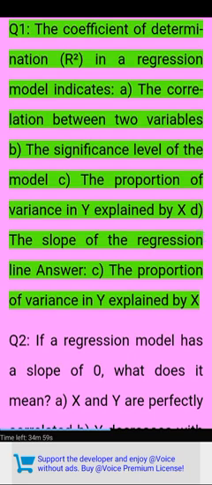Q1. The coefficient of determination, r squared, in a regression model indicates: A. The correlation between two variables. B. The significance level of a model. C. The proportion of variance in y explained by x. D. The slope of the regression line. Answer: C. The proportion of variance in y explained by x.